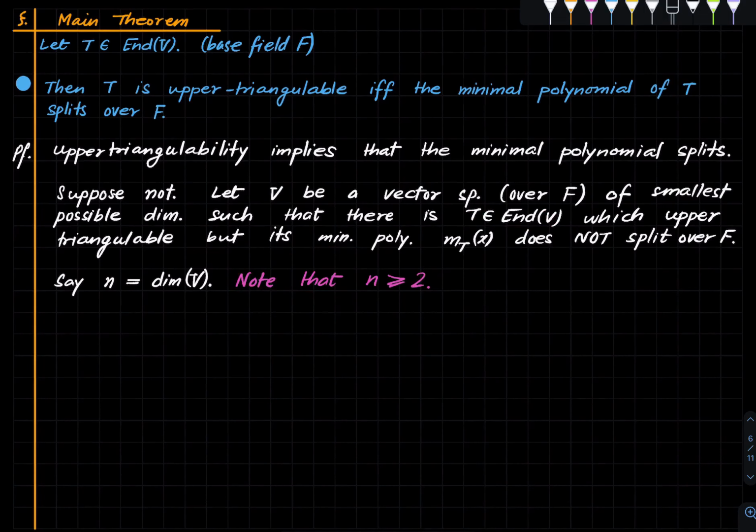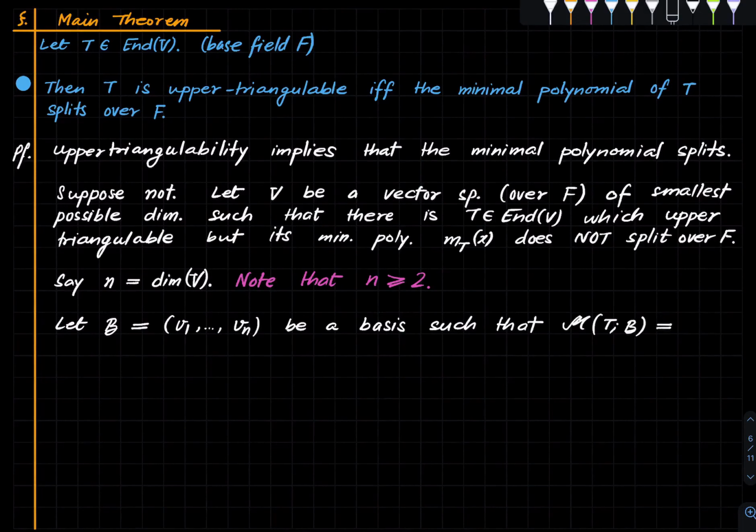Okay, and now since T is upper triangulable, we can find a basis B such that the matrix representation of T with respect to B is upper triangular. Okay, there exists such a basis simply because T is upper triangulable.